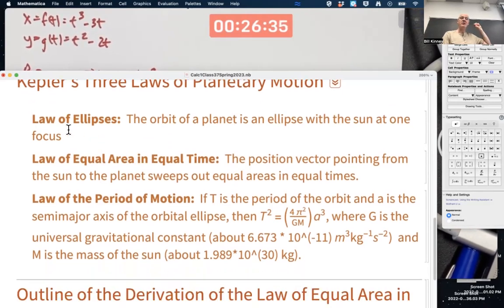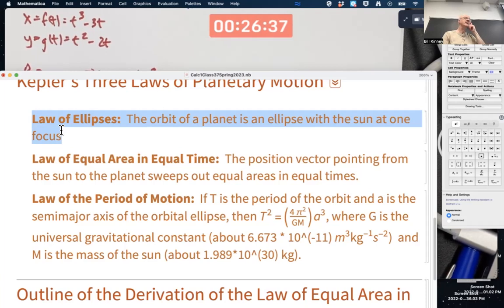I'm going to show you something that I hope you'll enjoy. There's something called the law of the ellipses, which essentially says the orbit of a planet is an ellipse with the sun at one focus. What's an ellipse? Basically, it's an oval shape. What's a focus? Not going to go into detail. It's a special point inside the ellipse.